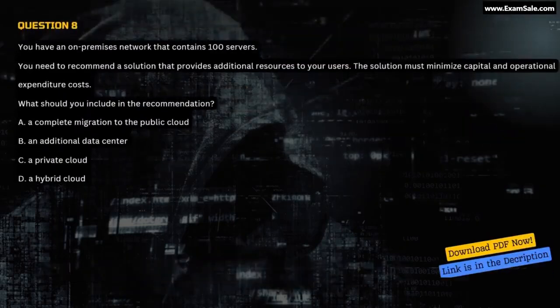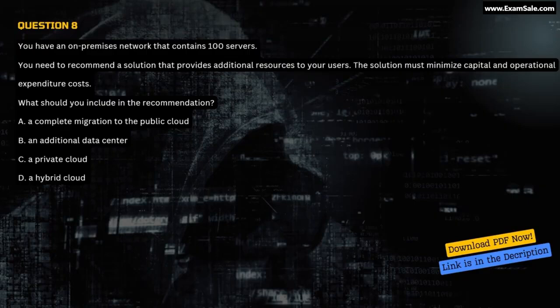Question 8. You have an on-premises network that contains 100 servers. You need to recommend a solution that provides additional resources to your users. The solution must minimize capital and operational expenditure costs. What should you include in the recommendation? A. A complete migration to the public cloud. B.